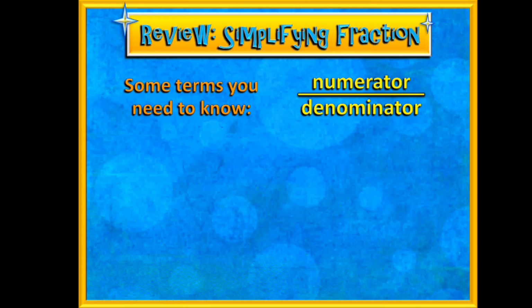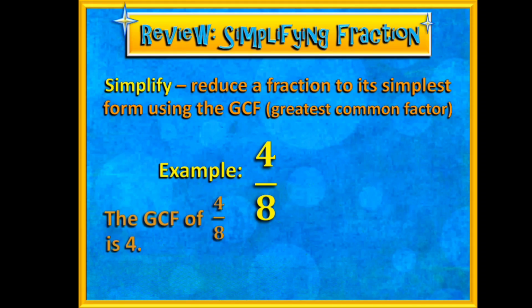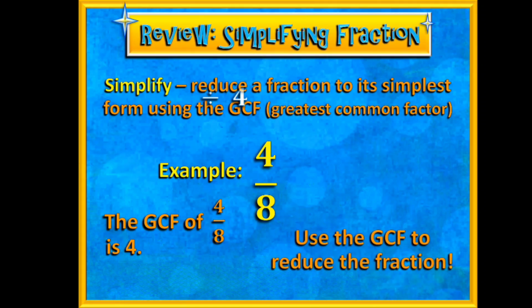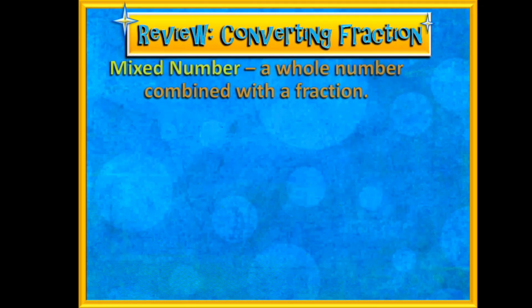We know already that the one in the top is the numerator and the one in the bottom is your denominator. And to simplify a fraction, you have to reduce it to simplest form using the GCF or the greatest common factor. For example, I have 4 over 8. You just have to divide it by 4 because the GCF is 4. Use the GCF to simplify the fraction, and the final answer is 1/2.